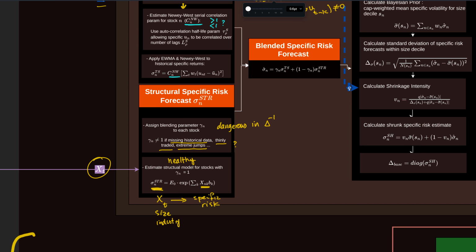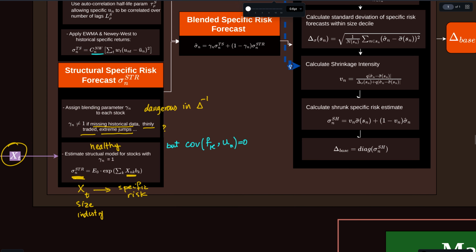Now, you might notice something that looks a little strange and suspicious here. The entire factor model framework assumes that specific returns are orthogonal to factor returns, right? If that is true, how can we use factor exposures like size and industry and momentum to help predict specific risk? The key distinction is that orthogonality tells us something about return co-movement. It doesn't tell us that volatility itself is unrelated to firm characteristics.